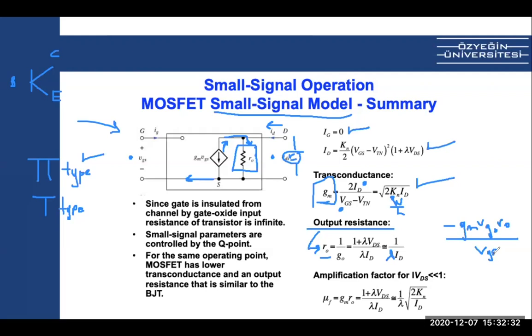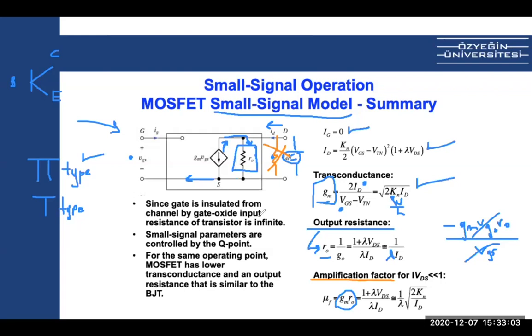And when we divide this by VGS, the VGS cancels. So GM R0 is negative, but we are looking at the magnitudes. The GM R0 becomes the amplification factor when there is no load. We are not connecting any resistance or any load here. So as you can see, this GM R0 becomes the amplification factor for a MOSFET transistor.